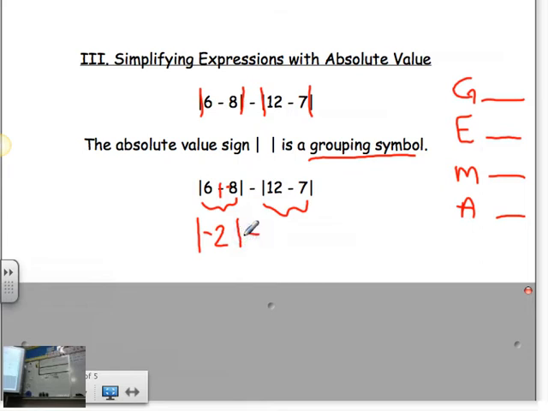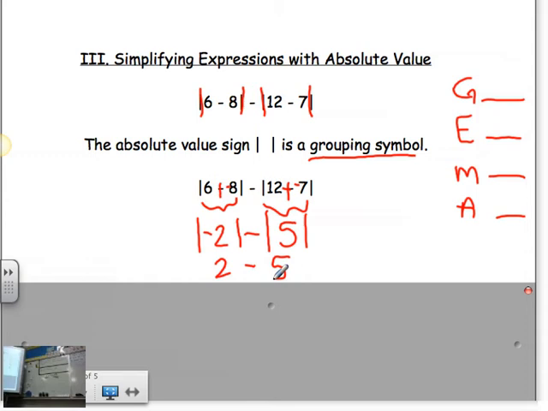Minus 12 minus 7, I need to remember my integer rules, and I'll kill subtraction. 12 plus -7. Since they're different signs, I subtract the numbers. The number is 5. Since the positive is bigger, it is going to be positive 5. But I still need to find the absolute value. So if I find the absolute value of each of those numbers, I have the absolute value of -2, which is 2, minus the absolute value of 5, which is 5, and then I subtract.